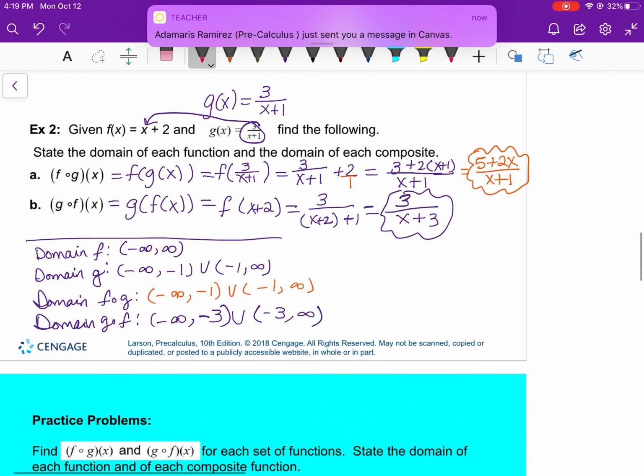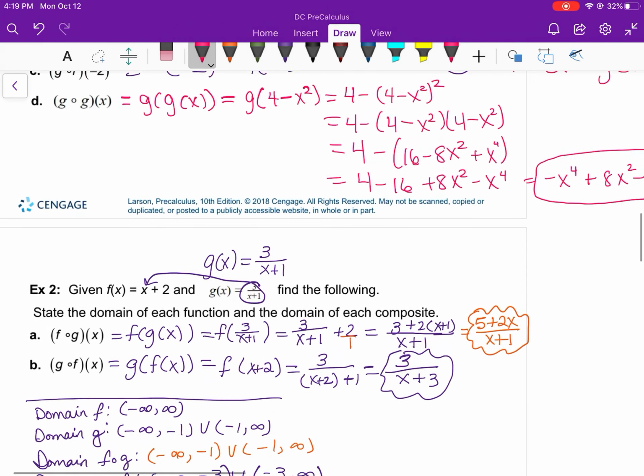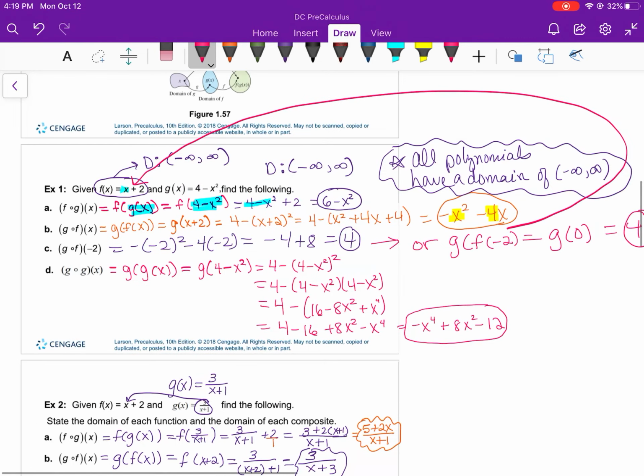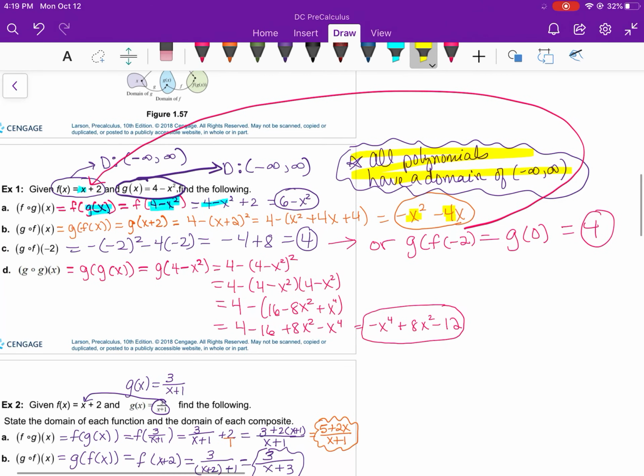For this one, we're going to be looking at domain as well. We did talk up here that domain was not an issue with this first example because the domain of each function, so the domain of this one was also all reals. In fact, all polynomials have a domain of all reals. And when I do composites with real numbers, I get real numbers back.